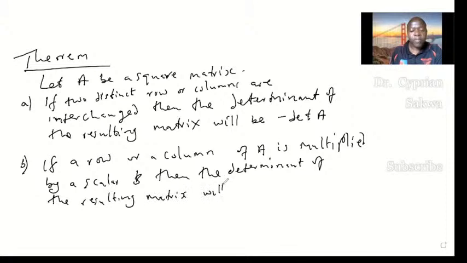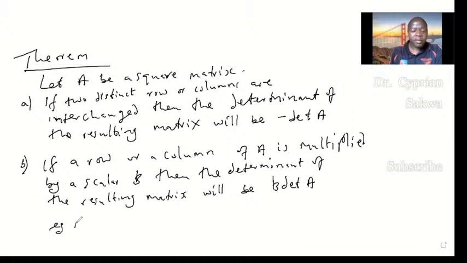will be the determinant of the old matrix multiplied by that scalar beta. So if you have a matrix and then you just multiply a row by a constant, then what you expect is that the new determinant will be the older determinant times that constant.